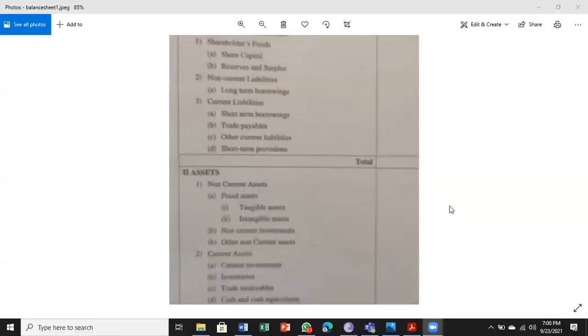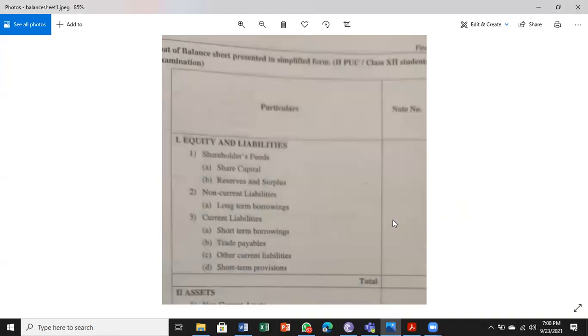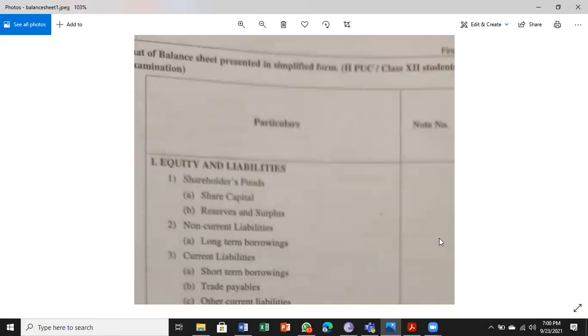Today we will start with the balance sheet, the second part of final accounts. The first part is income statement while preparing, and the second part is balance sheet when preparing.